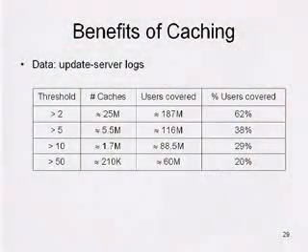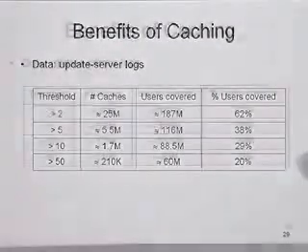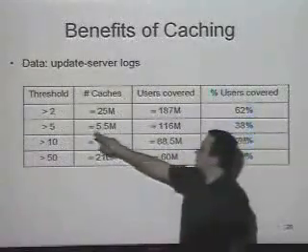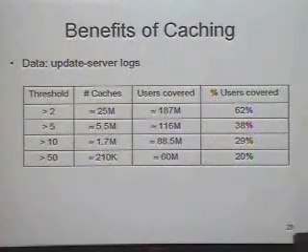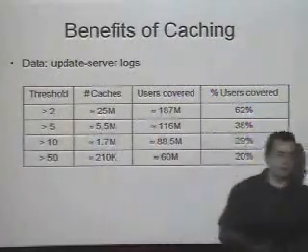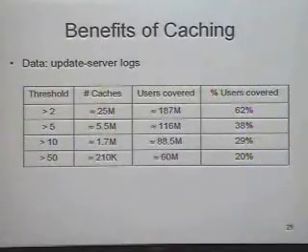So if you do this thresholding, then the number of users covered for threshold 2 is like 62%, and if you take a threshold greater than 50, you have like 20%. If you take a threshold sufficiently large, that should exclude home NATed users. So you can reason about how many users are behind a cache. So this is just inference.